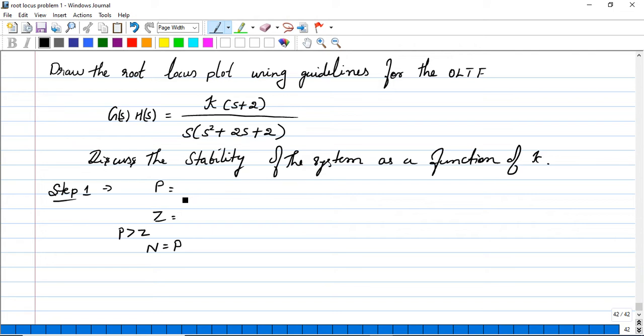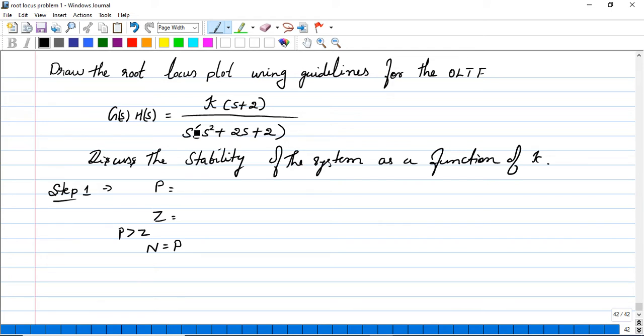See, what is open loop poles? Let me tell you, very simple. The roots that we are obtaining in the denominator we call open loop poles, and the roots that we are obtaining in the numerator we call open loop zeros. Now Shraddha, tell me how many roots are there in the denominator? Two.